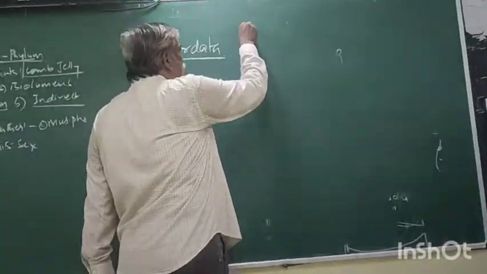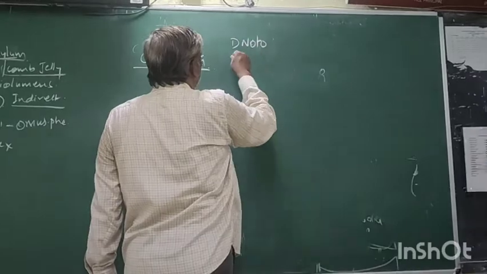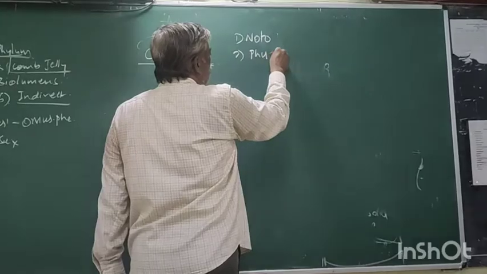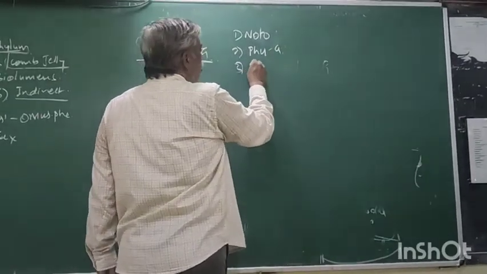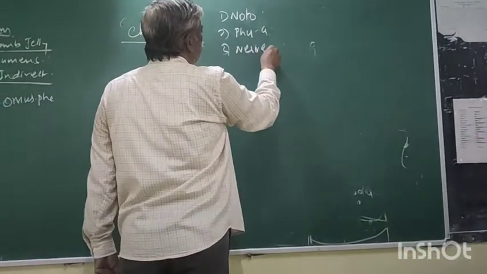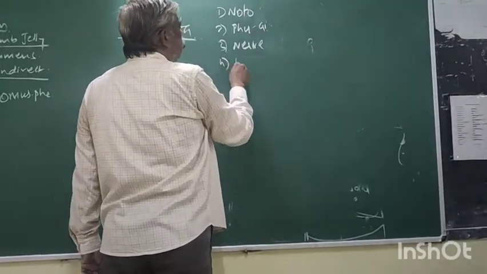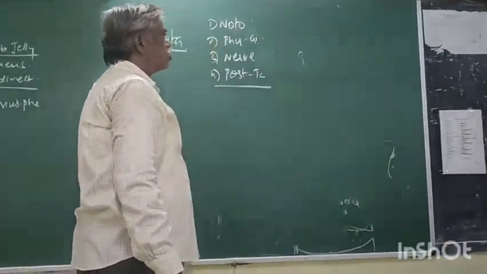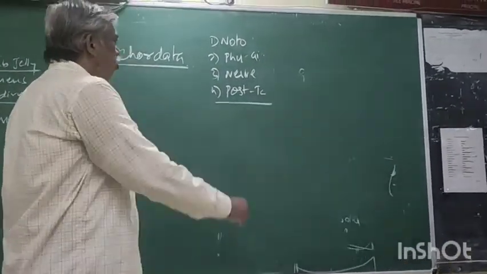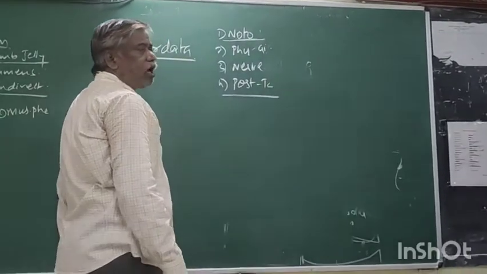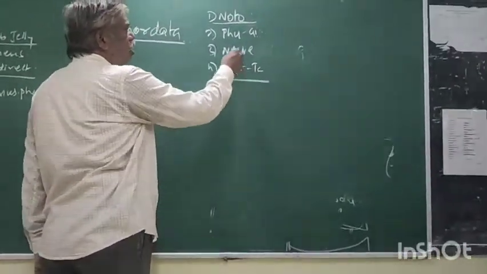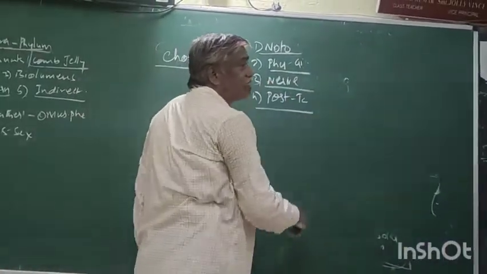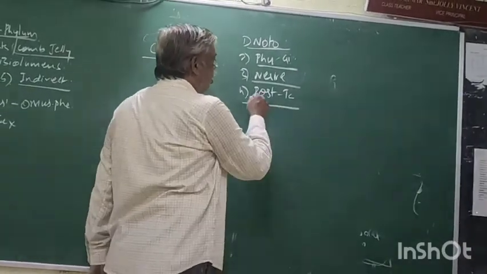Now, notochord, pharyngeal gill slits, nerve cord, post-anal tail. These are the important features. What is notochord? Origin is mesoderm, and it is dorsal. Now, pharyngeal gill slits help in respiration. Nerve cord, sensory. Now, post-anal tail.